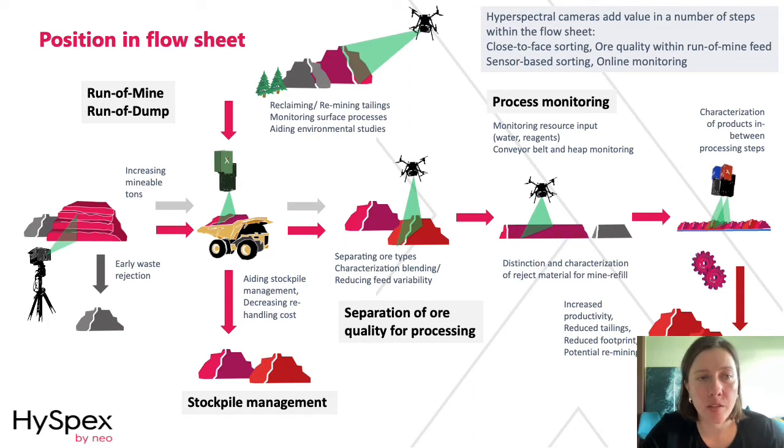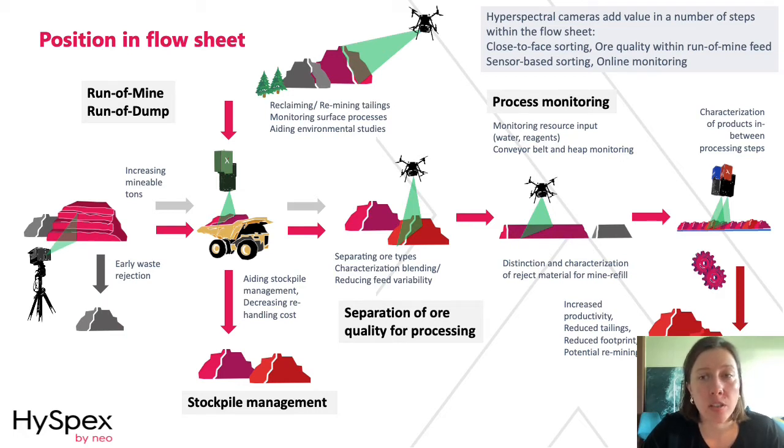So hyperspectral sensors can be used for monitoring and characterization of the material, mainly for low-grade ore elimination. So we're looking at a pre-concentration, which can happen at the mine phase. It can happen by looking at tailings and the remining and reclaiming of tailings. And we can also look at different stockpiles and the stockpile management here.